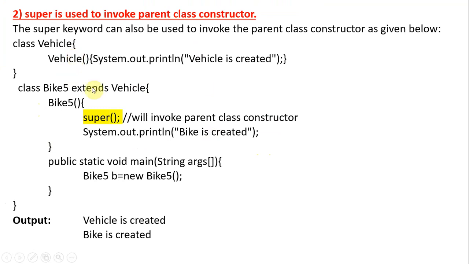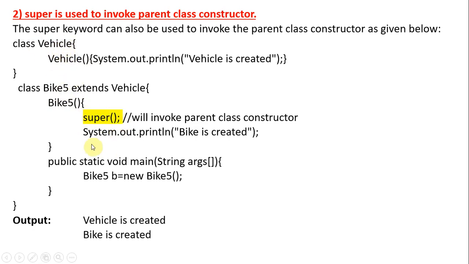Here we have a Vehicle constructor, and in that we use a statement saying Vehicle is created. When it comes to class Bike5, it extends Vehicle. Here the Vehicle method is the constructor of the Vehicle class, and Bike5 is the constructor of Bike5. Here we are using the super keyword, which is used to call the superclass constructor.